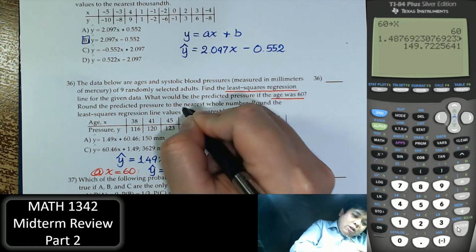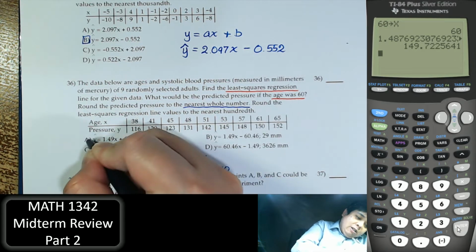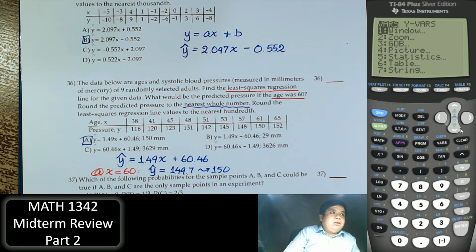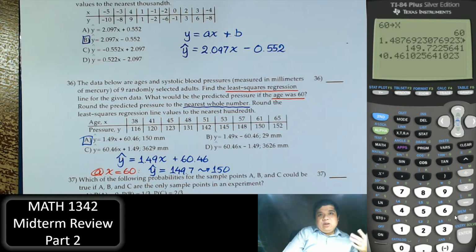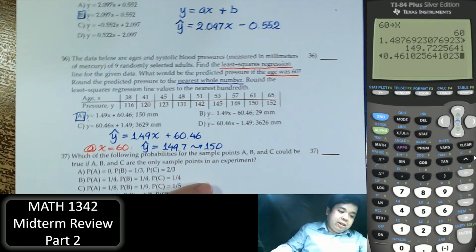And the set is rounded to the nearest whole number. That's 150. So we'll just store any values into X and then evaluate the equation. Variable, statistic, equation, and that equation we evaluate. That's what we have.